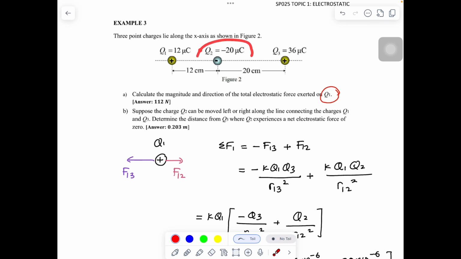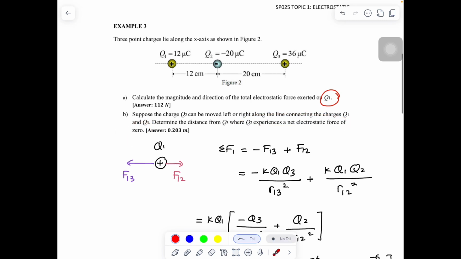Kita ada Q2 ni. Okay, now kita punya fokus kepada Q2. Q2 can be moved left or right. Okay, suppose we can move this. Q1 dan Q3 dia tidak bergerak, Q2 sahaja yang bergerak. So bila kita gerakkan Q2 ni along this line between Q1 and Q3, there is one point where the Q2 experience a net electrostatic force of 0.